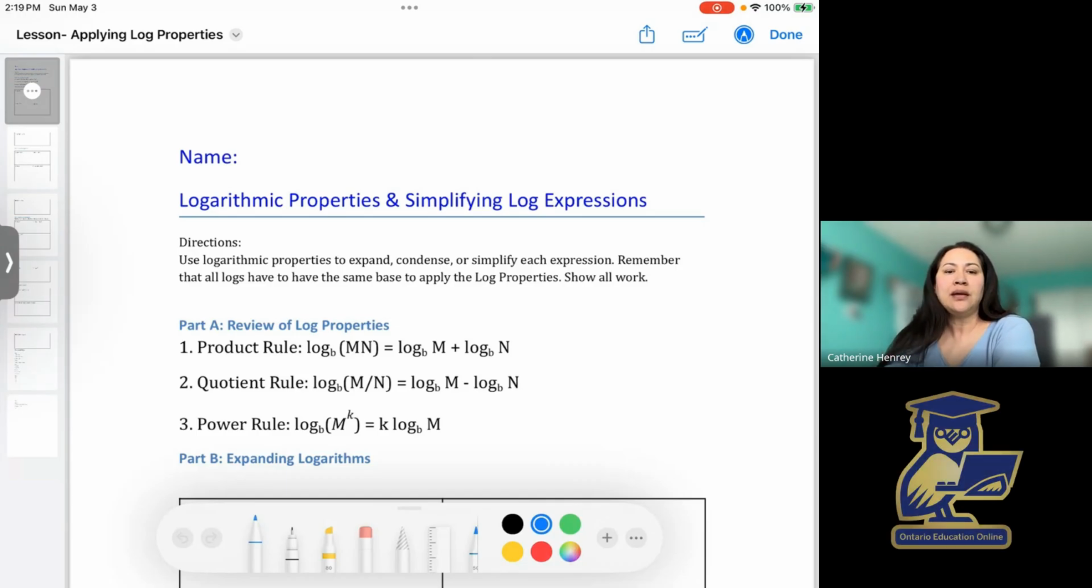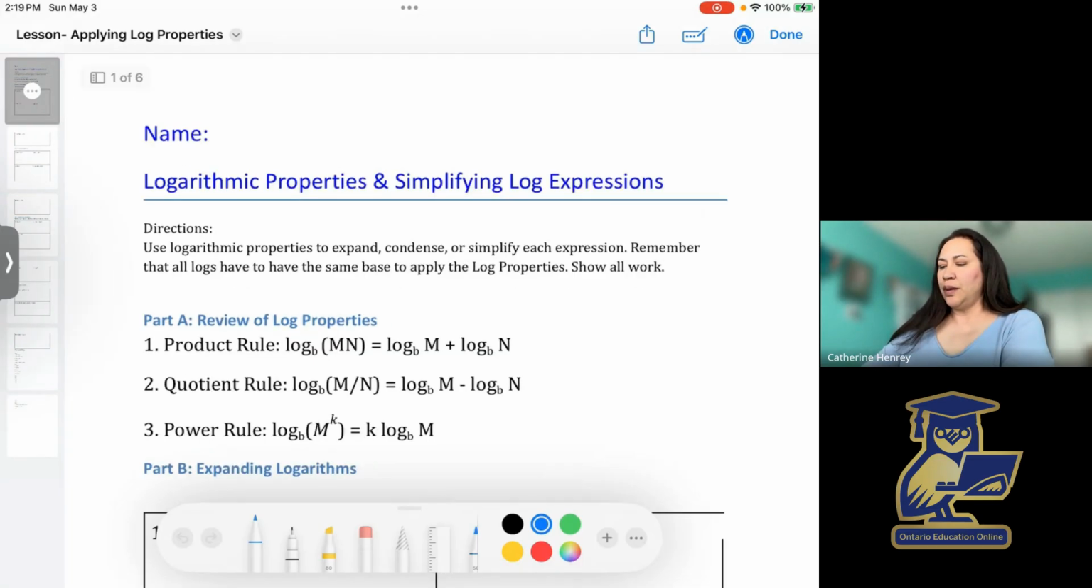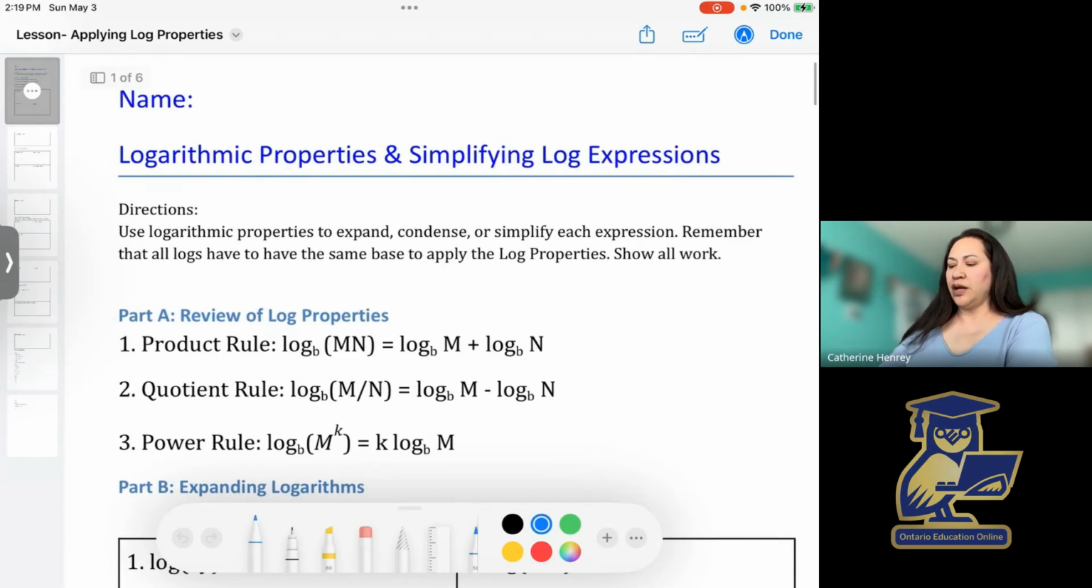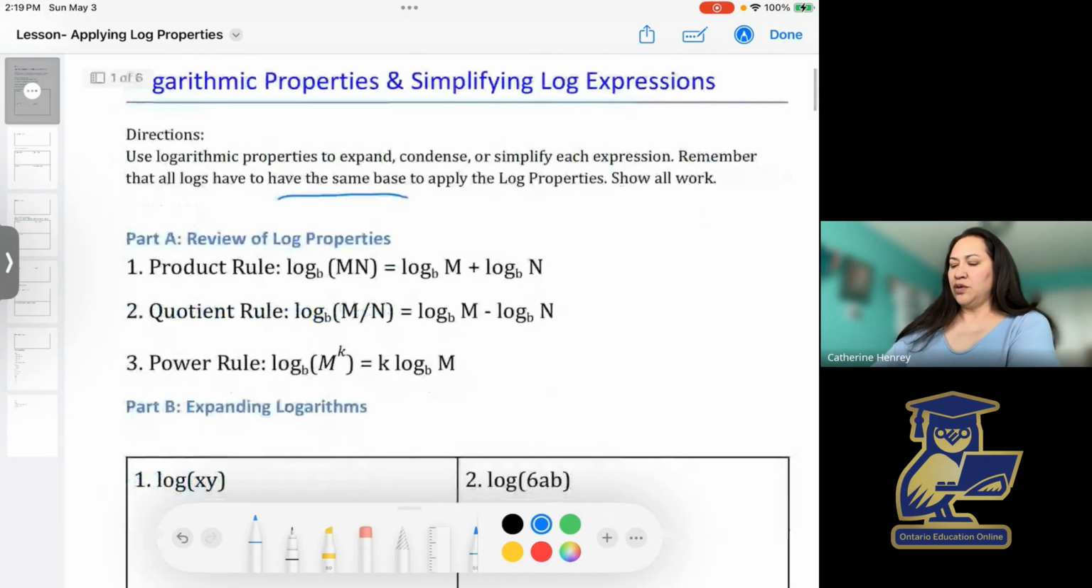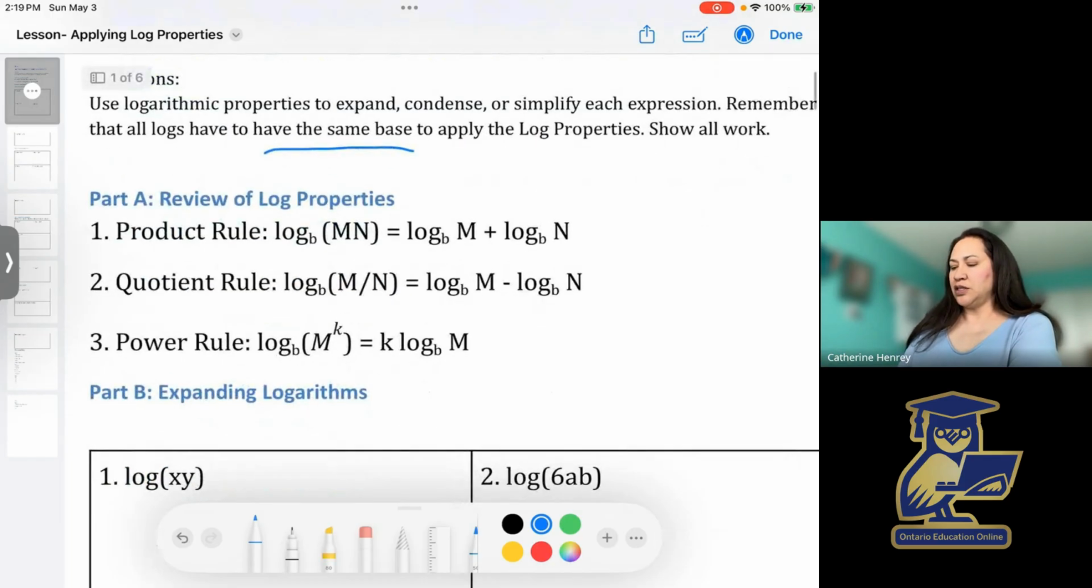This is part B, where we're going to talk about logarithmic properties and simplifying log expressions. So make sure that when we're simplifying or condensing and expanding, we can only be using these properties when the logs have the same base. So let's review 3 properties that we're first going to take a look at.